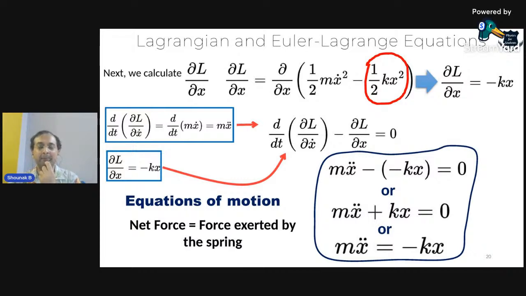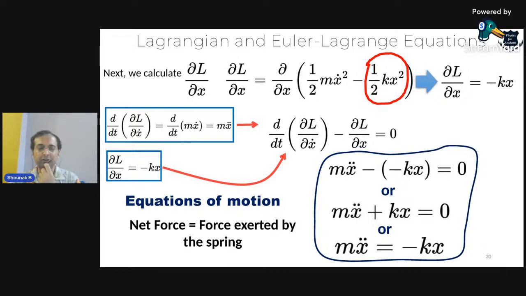It becomes m x double dot minus of minus k x equal to 0. Minus minus makes it plus. So we get m x double dot plus k x equals 0. And if we take x as common, we get this one, which is simply the equation of motion. Very simple calculation. I have done nothing extraordinary, I have just put in the values and calculated. So this m x double dot plus k x equals 0 is the equation of motion.